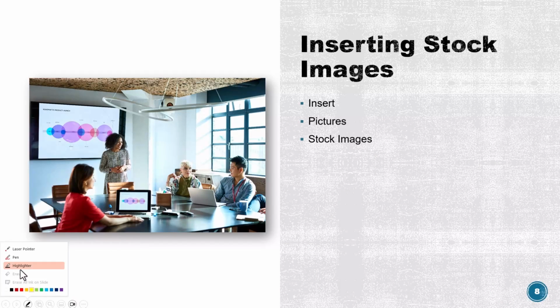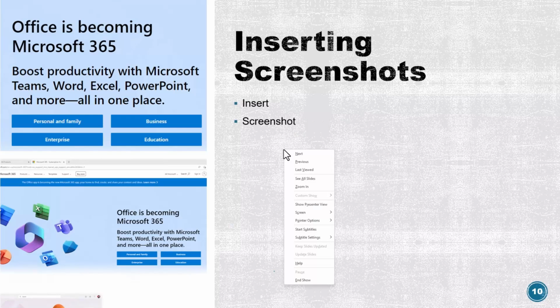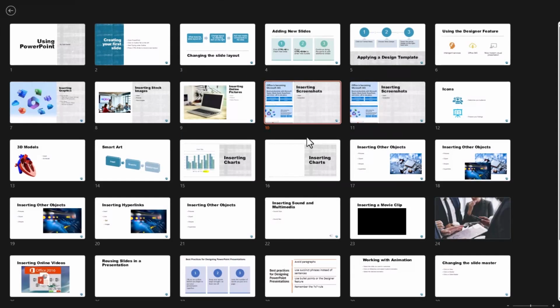Notice as well, as you are annotating, you can use different colors as well, so you can pick a different blue here and annotate and highlight as needed. Now, if you right-click, you can also advance the slides going next, or previous, or last viewed, or see all slides, like that.